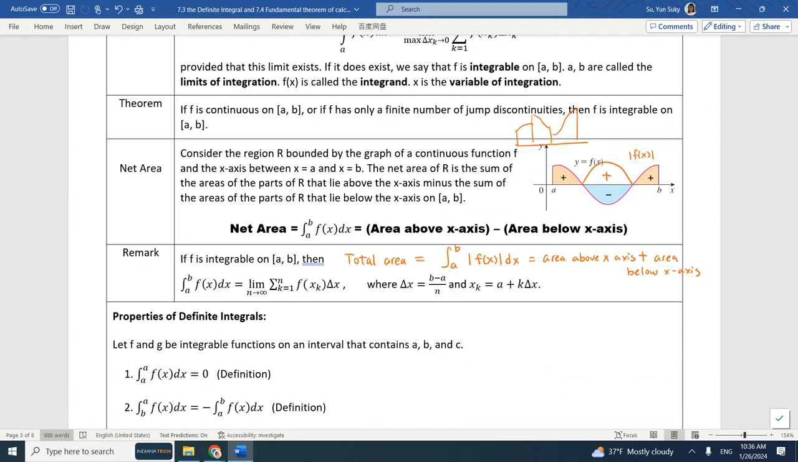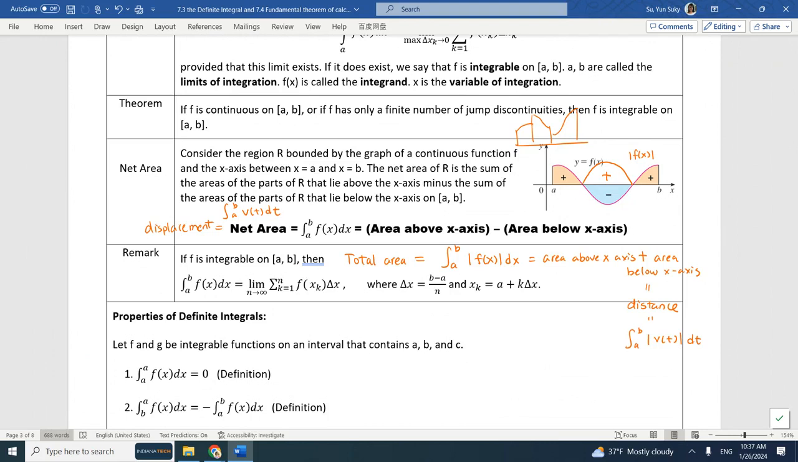If you learned some physics, did you need to take a physics class? Okay. So the net area is like the displacement, and displacement is the integral of the velocity. And the total area is like the distance. Displacement is the integral from a to b of the velocity dt. The distance is the integral from a to b of the speed. Speed is the absolute value of the velocity.